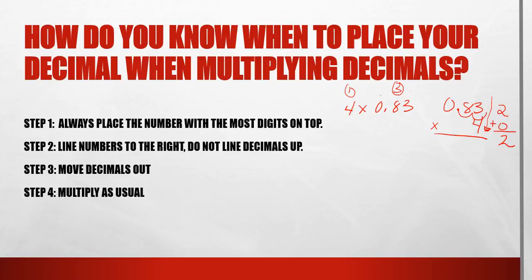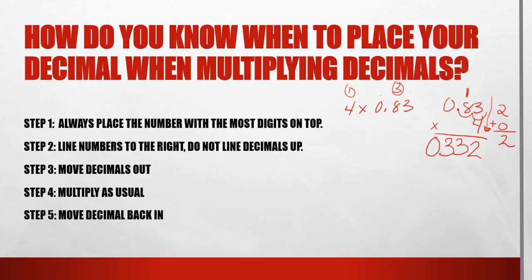My next step is just to multiply, as usual, just like if it's a whole number. So I know I start over here in the ones place. 4 times 3 is 12. I'm going to regroup a 1. 4 times 8 is 32, plus 1 is 33. And 4 times 0 is 0. So it looks like I have 332.